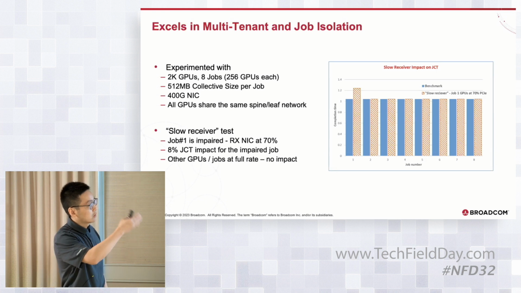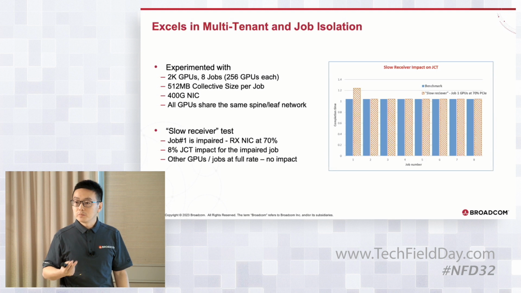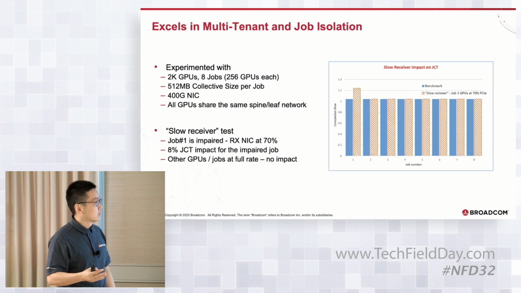As you can see, the result is very ideal. Only job number 1 gets impacted. The JCT is impacted by 8%, but for all the other jobs, there's no impact.